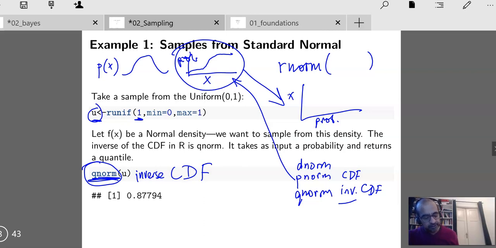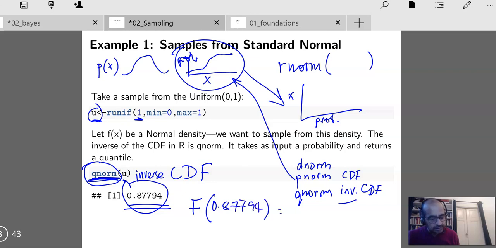So given some probability U, it's going to give me back the value of the random variable that probability corresponds to. So basically what I'm getting here is 0.87794, which is whatever the value of U happens to be, right? So that's what I'm getting here. And this is the probability now of observing 0.877 or something less than that, right? So if you remember the foundations lecture, that's how this is all set up.